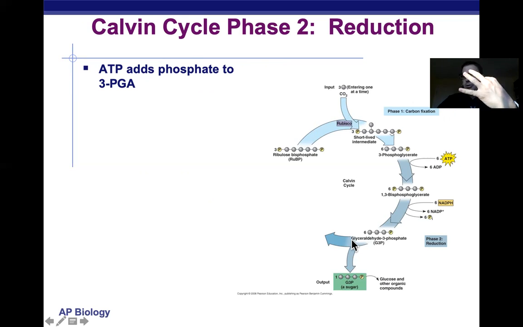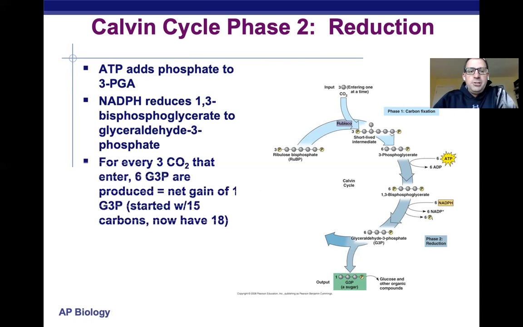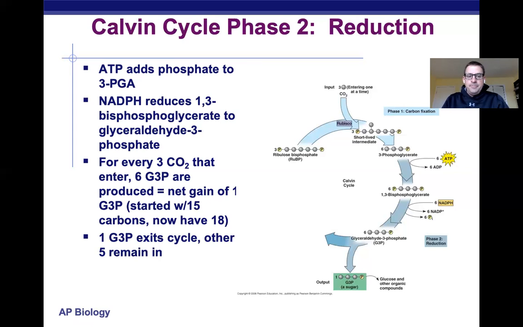So if we have 5 3-carbon compounds, that means we have 15 carbons back in the cycle. Okay. So just to kind of review here, ATP adds a phosphate to 3-PGA. NADPH reduces 1,3-bisphosphoglycerate to glyceraldehyde 3-phosphate. For every 3 CO2 that enter, 6 G3P are produced, which is a net gain of 1 G3P because we started with 15 carbons in the Calvin cycle. We now have 18. The 1 G3P will exit the cycle. The other 5 remain in, meaning we're back to having 15 carbons in the cycle.